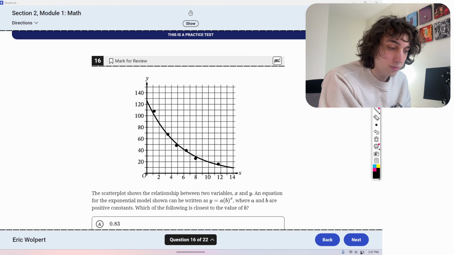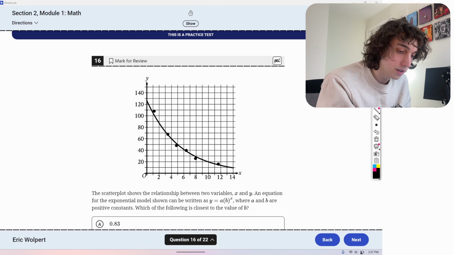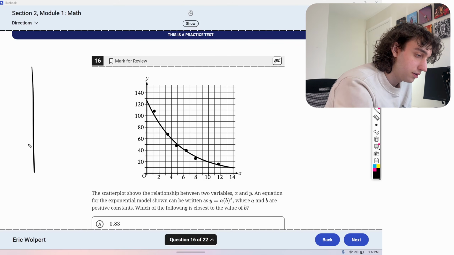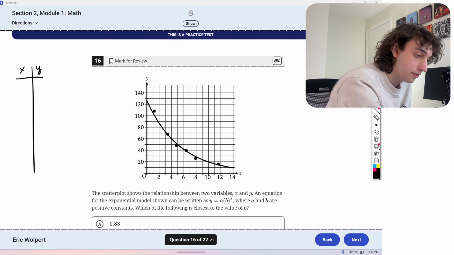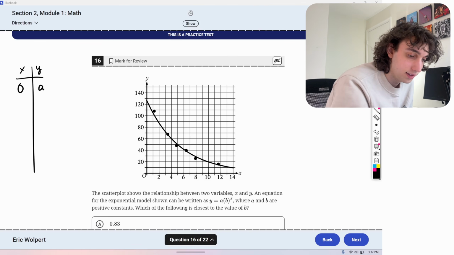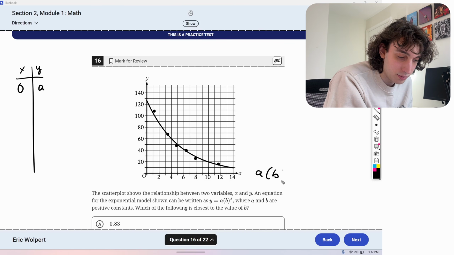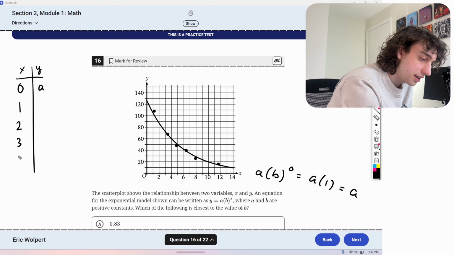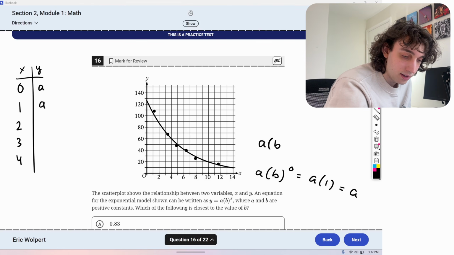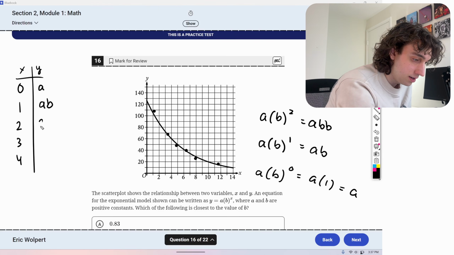Problem number 16, the scatter plot shows the relationship between two variables, x and y. An equation for the exponential model can be written like this. Which is the closest to the value of b? If you understand exponential functions well, as we've briefly talked about before, you can think about b as the growth rate. A is sort of what we're starting with. When x is 0, y is equal to a, right? Because a times b to the 0 is a times 1, which is a. And then every single time x increases, we're multiplying by another b. So think of this as ab, then abb, then abbb, etc.